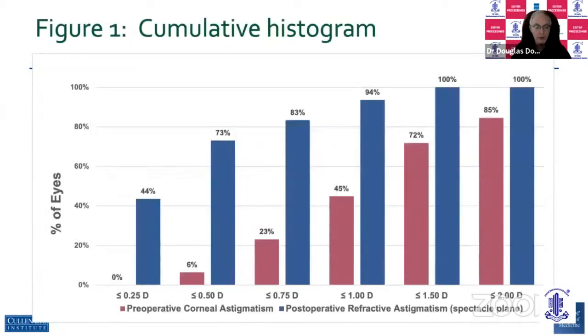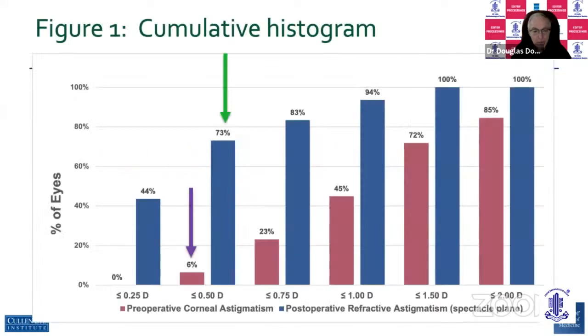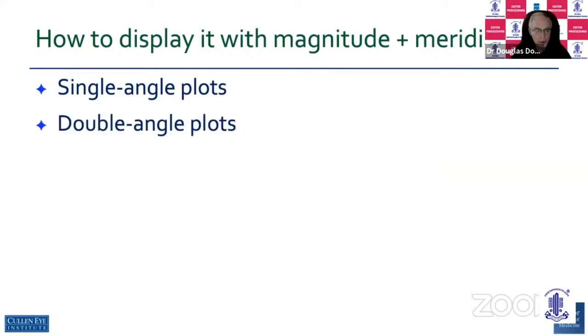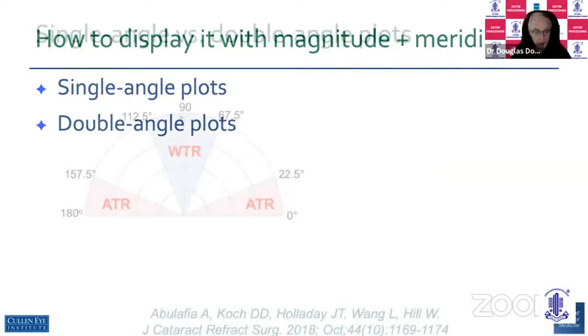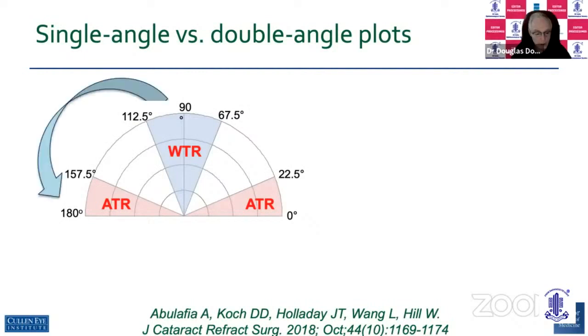And our spreadsheet creates three figures. There's a cumulative histogram, showing the percentage of eyes within a certain amount of dioptric error, which is, of course, the bottom line for what we want with our corrections. And then, how do you display it with both magnitude and meridian? You can do it with single angle plots or double angle plots. This is a single angle plot, very intuitive because it looks like our 4-opter.